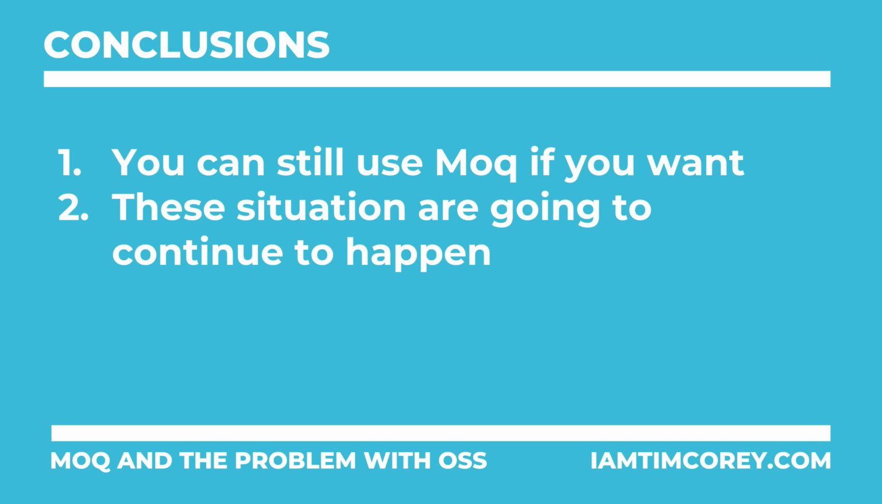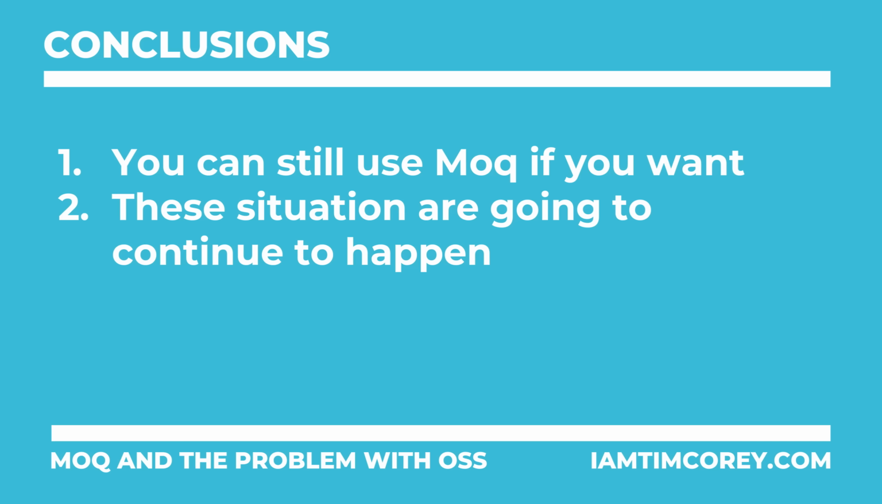Number two, these situations are going to continue to happen. And again, we saw this with HashiCorp and the way they changed their licensing going forward to require payment and to not allow it in certain circumstances and so on. That's going to happen because open source is not long-term sustainable the way we've been doing it. And so things are going to change.